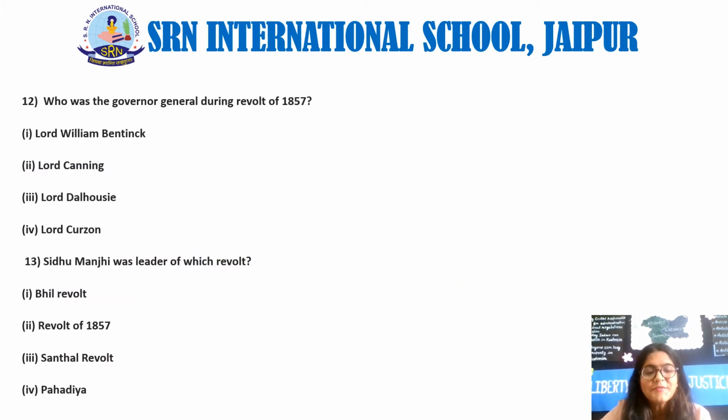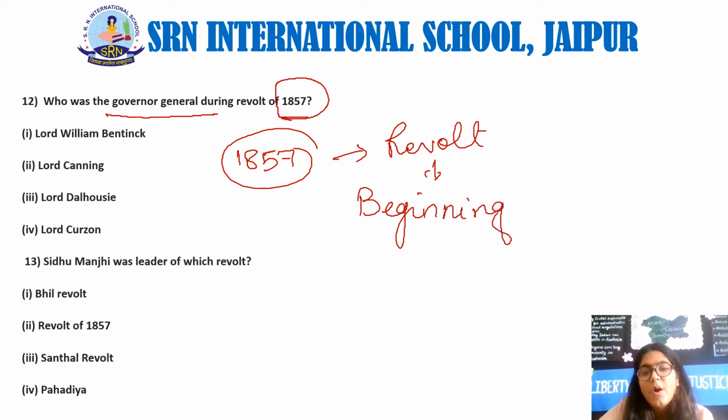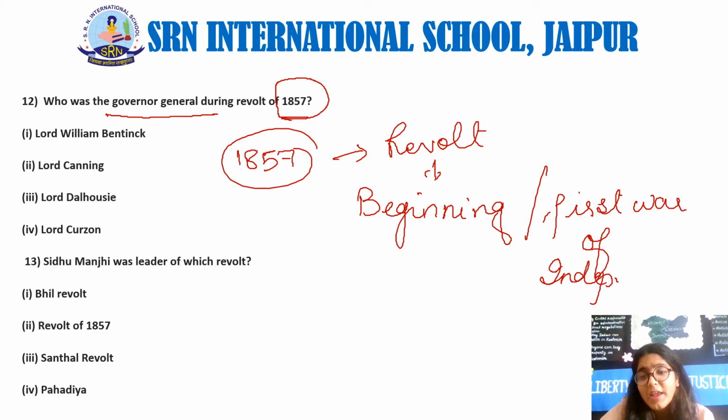Finally, we get a question from modern India. The question asks who was the Governor General during the revolt of 1857. This revolt, which we call the first war of independence, because before it none of the Indians were interested in independence. They were not revolting, they were just coping with the British. The answer to this question is Lord Canning.